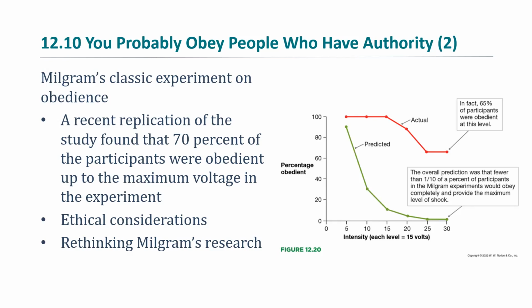Milgram tried to address some of these concerns. For instance, after the experiment, he would always make sure the subjects met up with Mr. Wallace, the guy that was supposedly getting the shocks, and he would say, "Yeah, I'm perfectly fine. I was never really shocked." This was to show them that there was no harm actually done, but it was still a real ordeal for these subjects to go through.